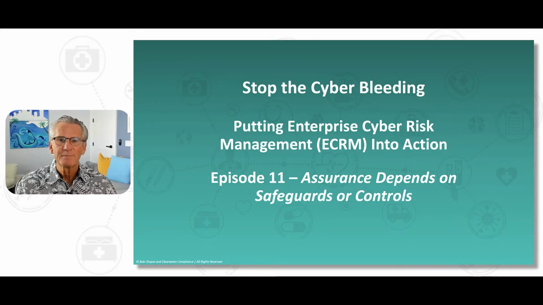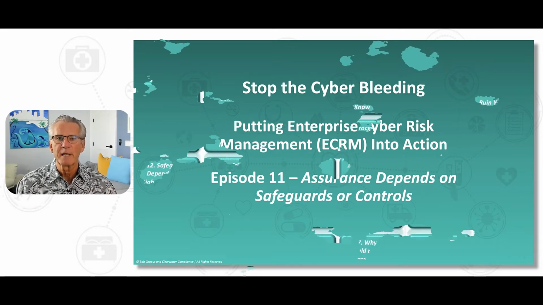Welcome back. In this episode number 11, I'm going to build on the concept of assurance and specifically discuss the idea that assurance depends on safeguards or controls. Sticking with my rule of three, we will talk about three different categories of controls: administrative controls, physical controls, and technical controls. I will provide examples of each of those types of controls and discuss how they fit into the overall matter of your enterprise cyber risk management program.